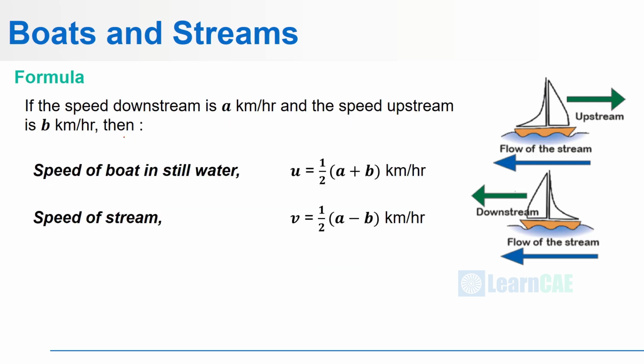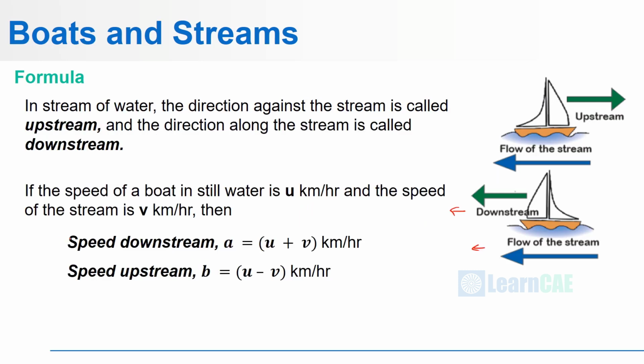Now let us see, when both the speed of the downstream and the speed of the upstream is given, that is a km per hour and b km per hour, then we can find the speed of the boat in still water u and speed of the stream v. This is from reverse calculation. But we shall mainly remember this formula, that is speed downstream is equal to sum of the speeds of boat as well as stream, and speed upstream will be equal to difference between the speed of boat and speed of stream. This one formula is sufficient. We can solve all the problems in this chapter.